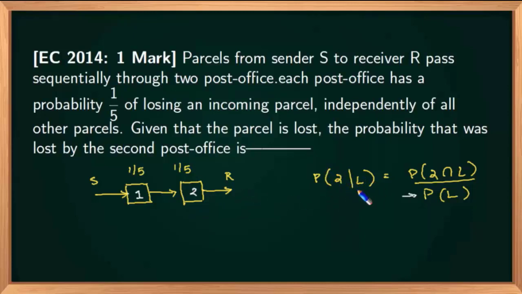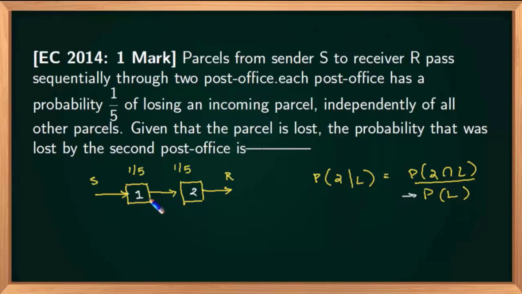Given that I have already lost the parcel, I have to find the probability that I lost it from post office 2. By P of 2, I mean that I lost it from post office 2. L means I have lost it. So first I have to find the probability that I have lost the parcel.